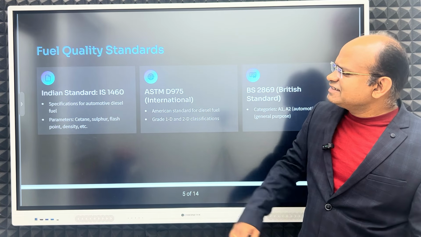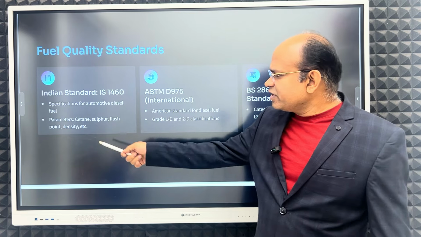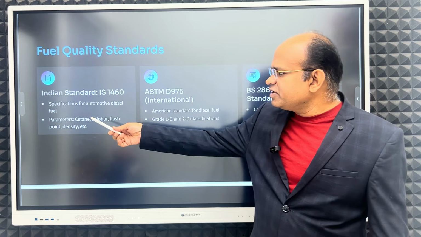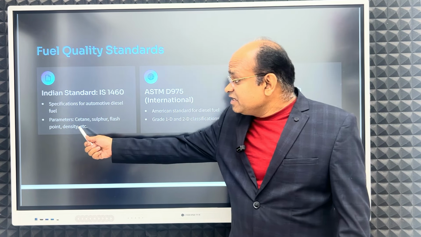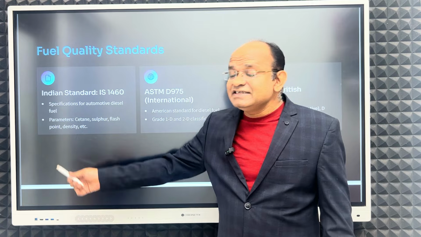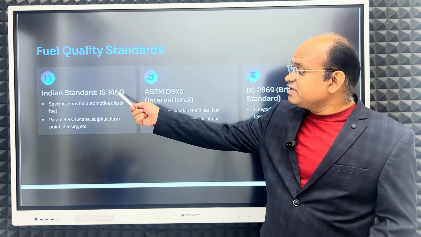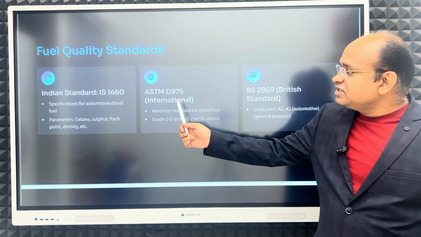Now, fuel quality standards. Indian standard IS 1460: specifications for automotive diesel fuels. It is as per my country, India. Parameters: cetane, sulfur, flash point, density, etc. These parameters are mentioned in IS 1460.